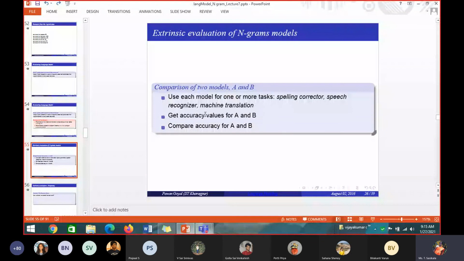Then apply some task, some applications like spelling correction, to the language models which you have created. For the language model A, you apply some tasks, some applications like machine translation, spelling correction, auto query completion. You give some applications and you check how far it is doing properly. Similarly, for the other language model B, you apply the same applications: give some sentences and ask it to translate, give some misspelled sentences and ask for spelling correction, and give a query for completion.